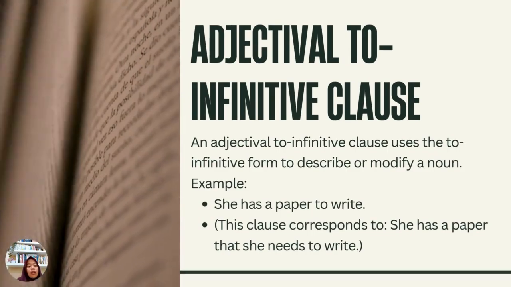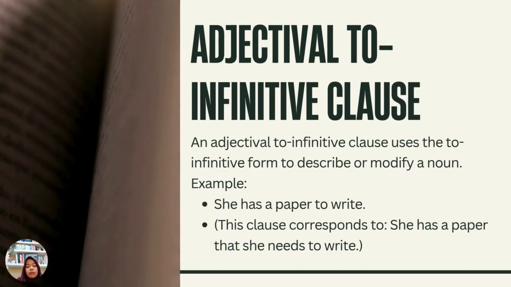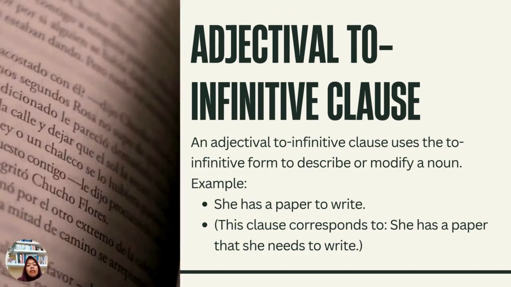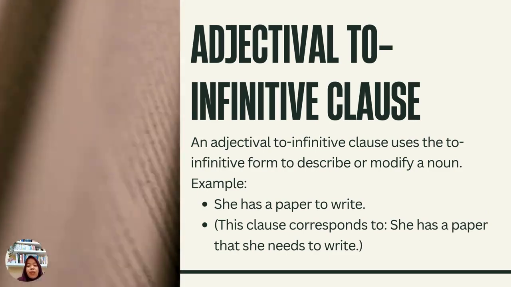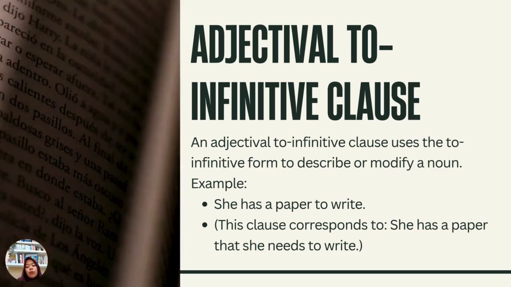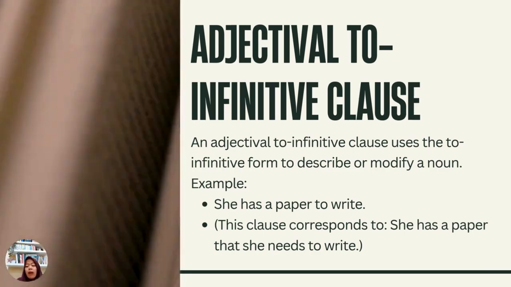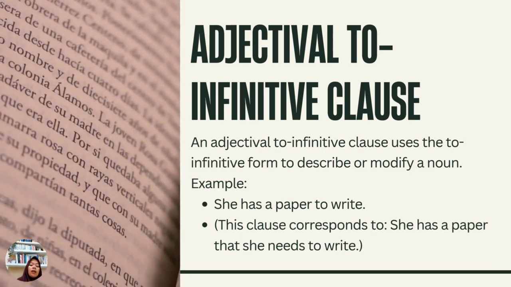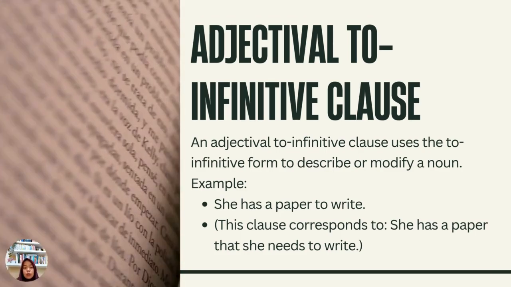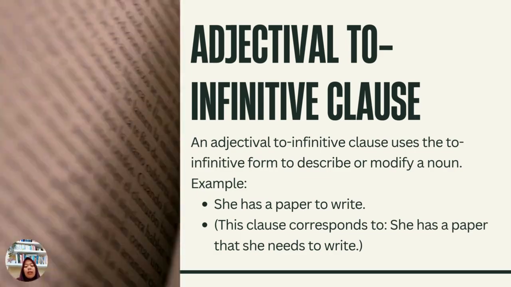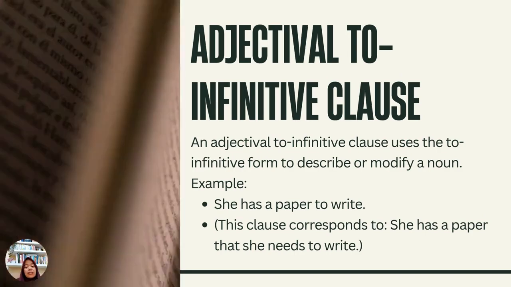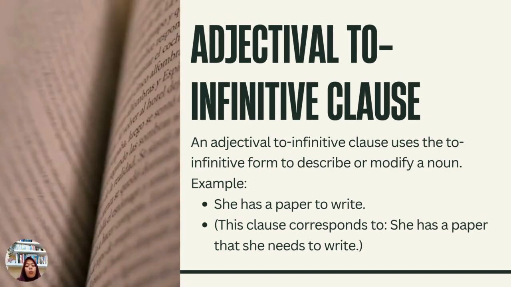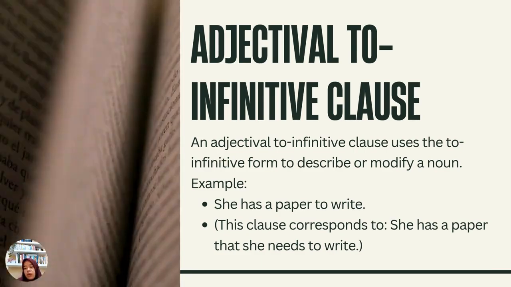And then the adjectival to-infinitive clause. This type uses to plus a base verb like to write, to do, to describe a noun. It often shows a purpose or something that needs to be done. For example, instead of saying she has a paper that she needs to write, we can say she has a paper to write. The phrase to write describes the noun paper.